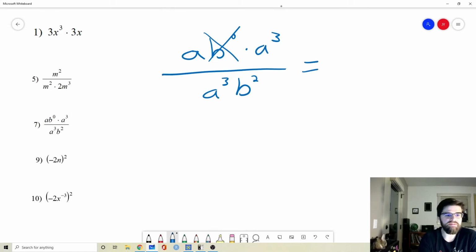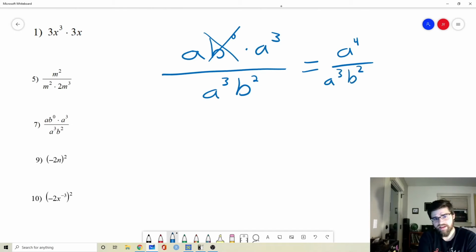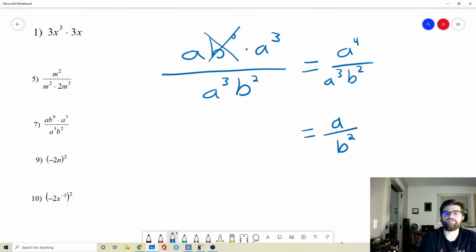Now let's simplify the top. I've got a times a cubed, so a to the 4th. And then I've got a to the 3rd over b squared on the bottom. Now I can simplify the a's. So I've got 4 on top minus 3 on the bottom, so I've got a to the 1st power, and it's still over b squared. So again, like before, we canceled out 3 of our a's.